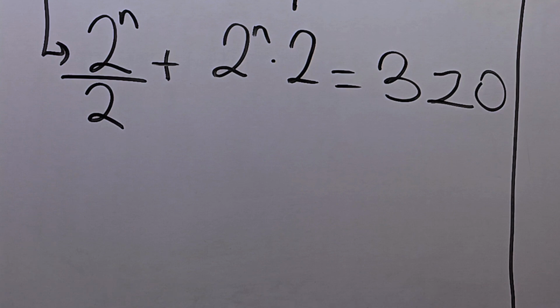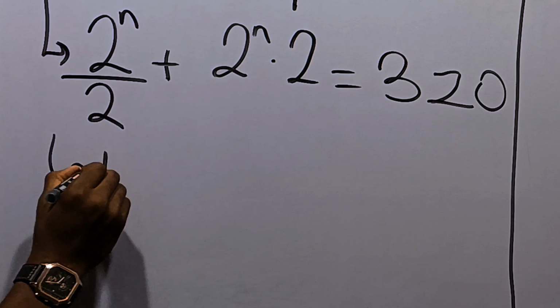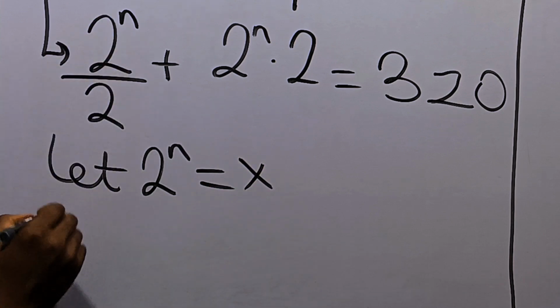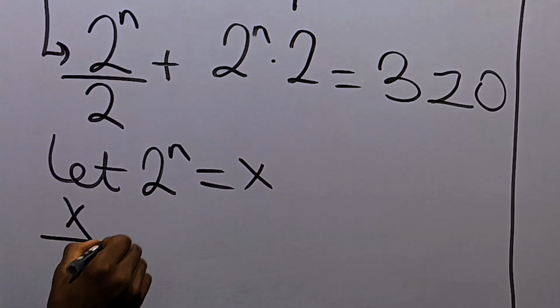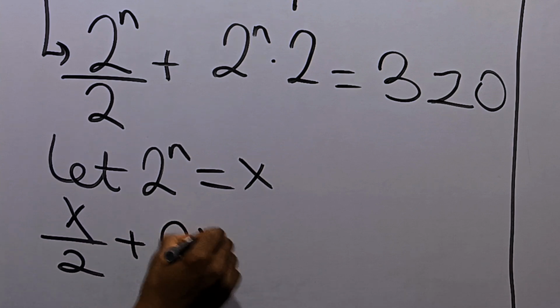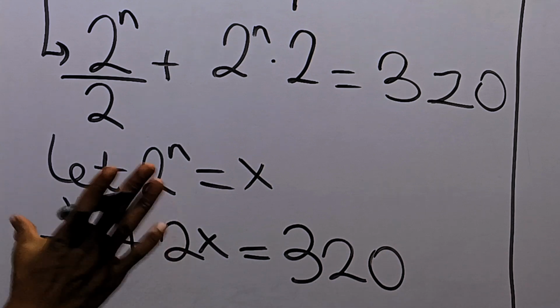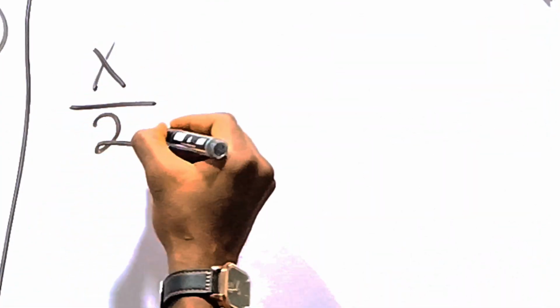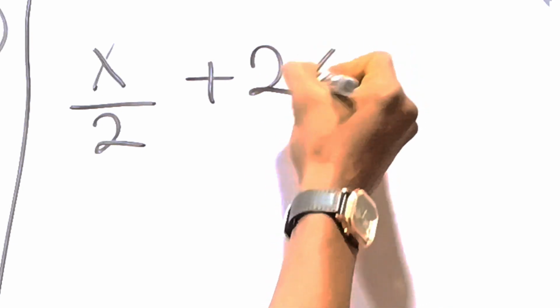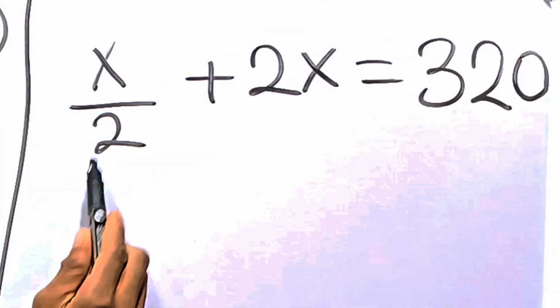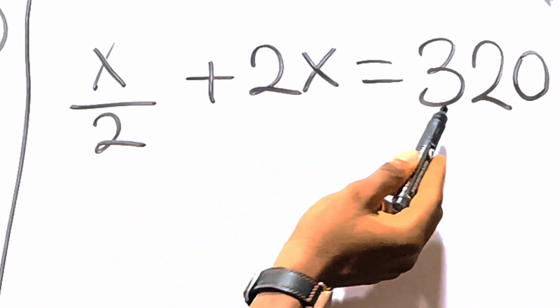Now, from here, we can say, let 2 raised to power n equal x, okay? From here, we now have x over 2 plus 2 times x, which is 2x, is equal to 320, alright? So from here we have x over 2 plus 2x is equal to 320.